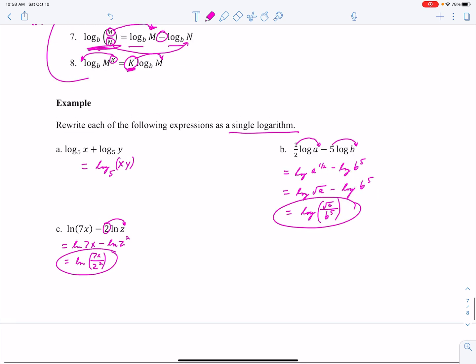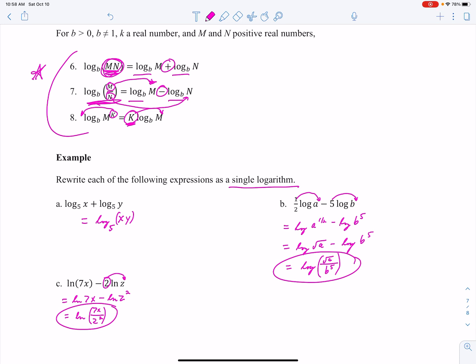Practice those. Logarithm rules are extremely important for pre-calc, calculus, and beyond. Make sure you know those logarithm rules.